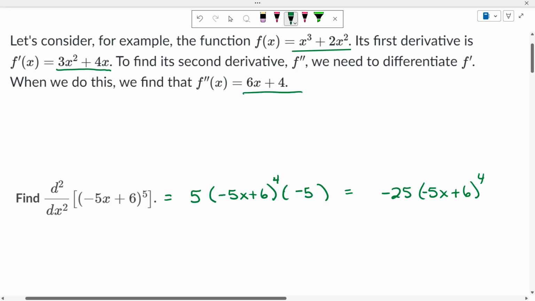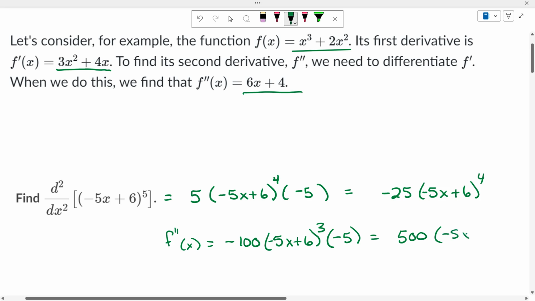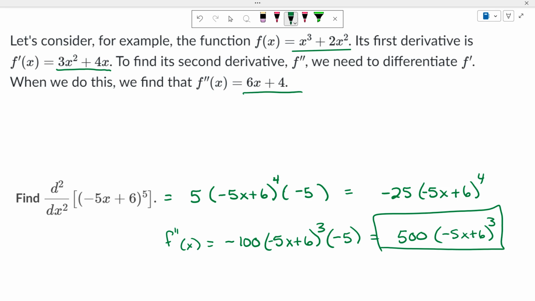Okay, that's the first derivative. Chain rule. We can handle that. Now, take the second derivative. The second derivative of this is take 4 times negative 25, and it's negative 100 times negative 5x plus 6 to the 3rd power times negative 5, which gives us a positive 500 times negative 5x plus 6 to the 3rd power. Second derivative. Okay, so just take a derivative and a derivative again.